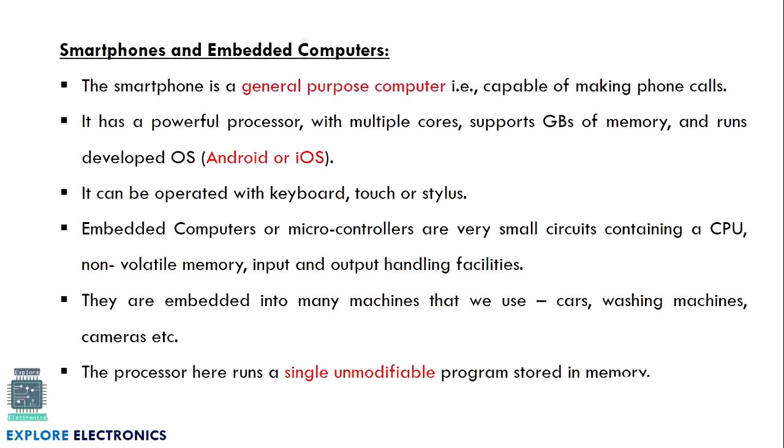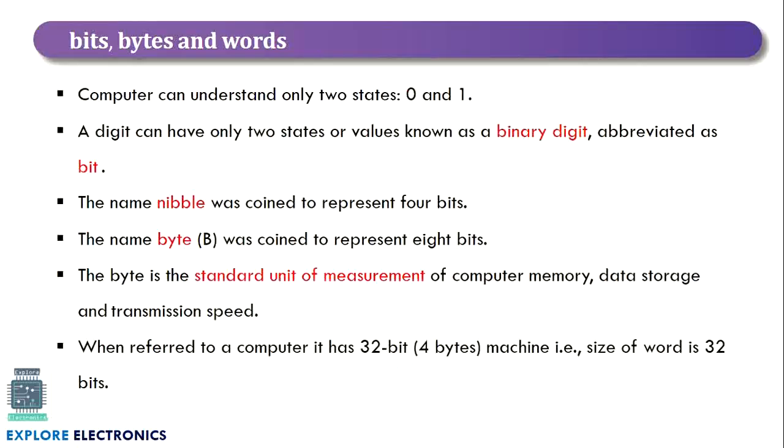And coming to embedded computers, they are nothing but the microcontrollers, which are very small circuits which contain a CPU, a memory and also input-output handling facilities. These microcontrollers are embedded into many machines. For example, cars, washing machines, cameras are embedded with microcontrollers. So these are called embedded computers. The processor here runs a single unmodifiable program. For example, washing machines are set with a certain program and this is unmodifiable, which will be stored in the memory.